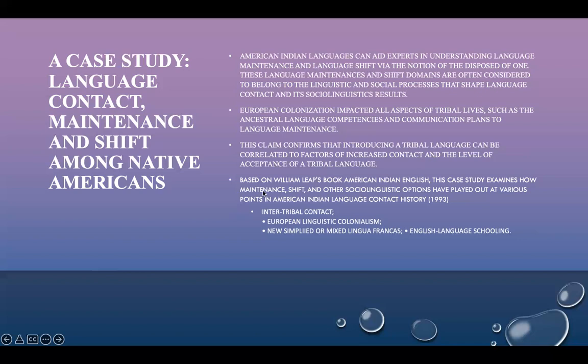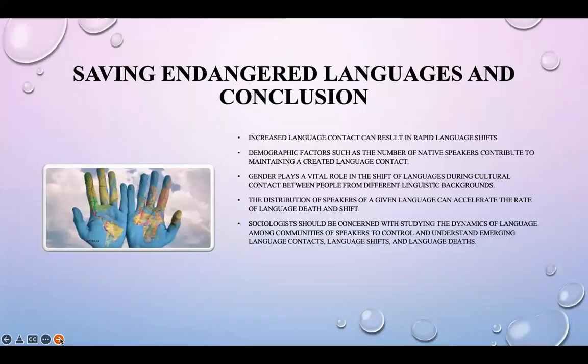And here we have William Leap's book, American Indian English, and this case study examines how maintenance, shift, and other sociolinguistic options have played out at various points in American Indian language contact history. And he made episodes in intra-tribe contact, European linguistic colonialism, new simplified or mixed lingua francas, English language schooling, saving endangered languages, and conclusion.